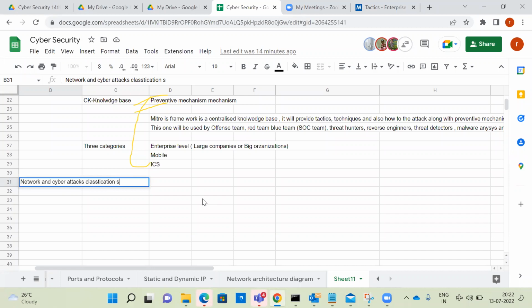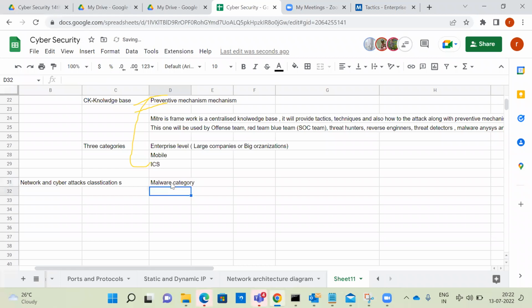First, we will go through the malware category. Second is the spoofing category. Third is the flooding category. Fourth is the OWASP Top 10 category. Next is phishing emails. Yes, phishing email is a part of this, but it's the phishing email category.